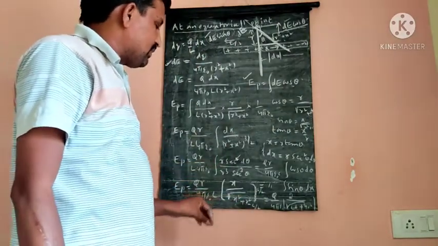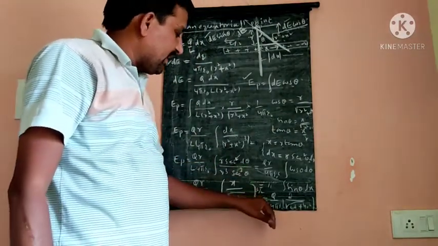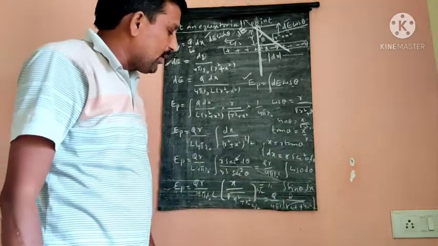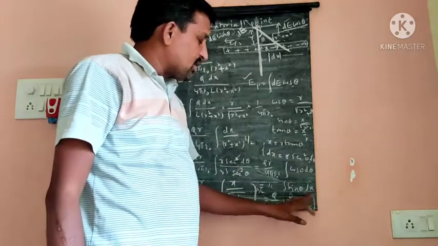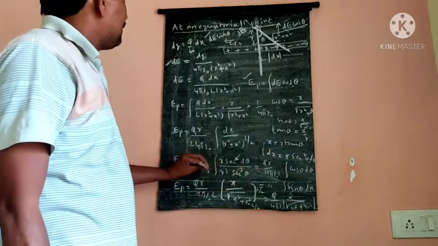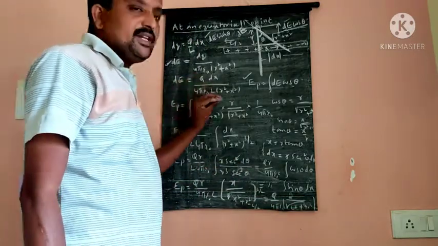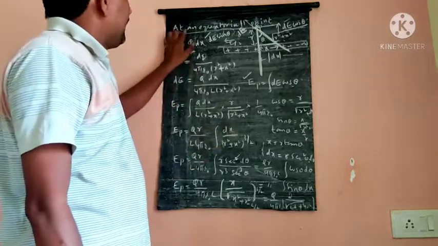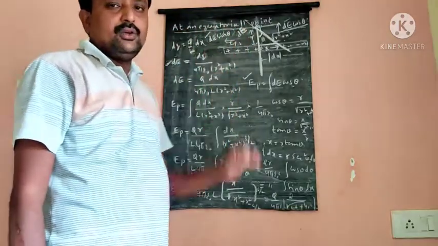Substituting these limits, finally we get q by 4 pi epsilon naught, 2 by root of L square plus 4r square. This is the value of the total field intensity due to the rod at an equatorial point.